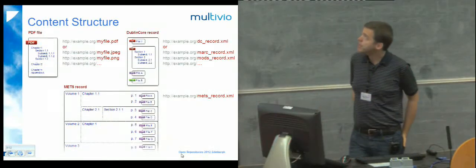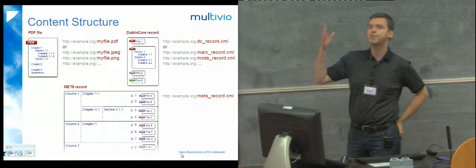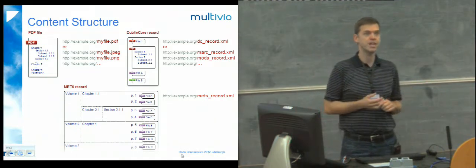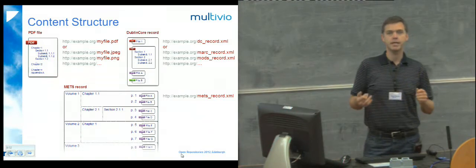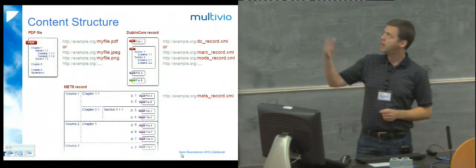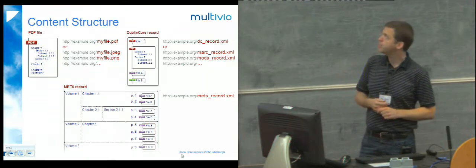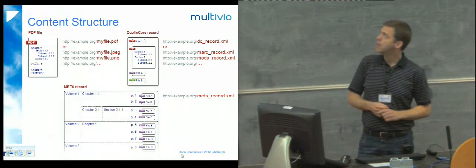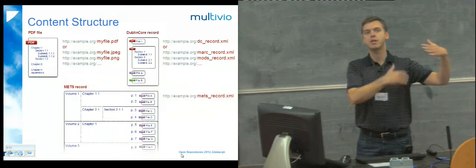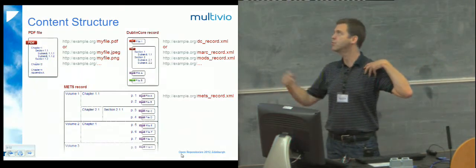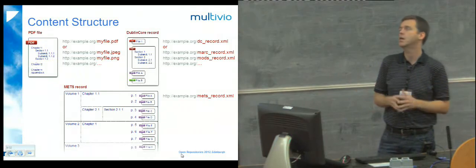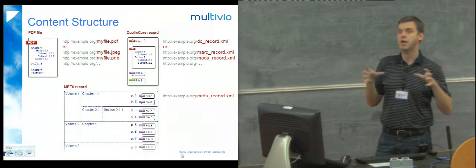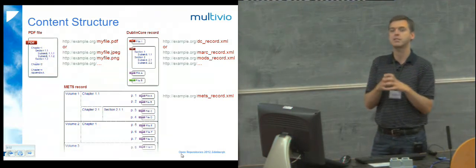So here I showed the different kinds of structure of content that you can provide to Multivio. Either a single file, like a PDF, which may contain embedded metadata, it may contain a table of contents. You can provide a bibliographic record with pointers to several files, or a METS record with an embedded structure that points afterwards to files, for example, to image files. This is a standard approach for scanned books, for example. Or you can even embed a set of bibliographic records inside a single METS record.